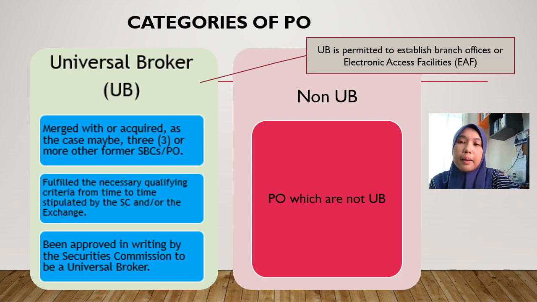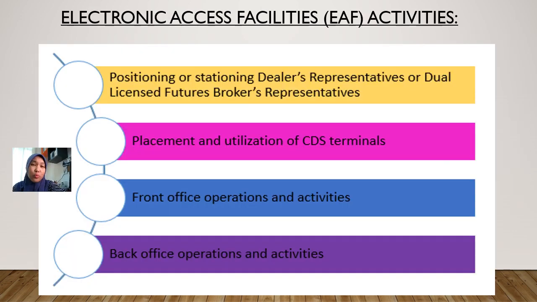Once a stockbroking company is considered a UB, it is permitted to establish branch offices or electronic access facilities, or EAF. What are the activities of EAF? First, positioning or stationing dealers' representatives or dual license futures brokers' representatives, meaning to say that they must hire the dealers or remisers.